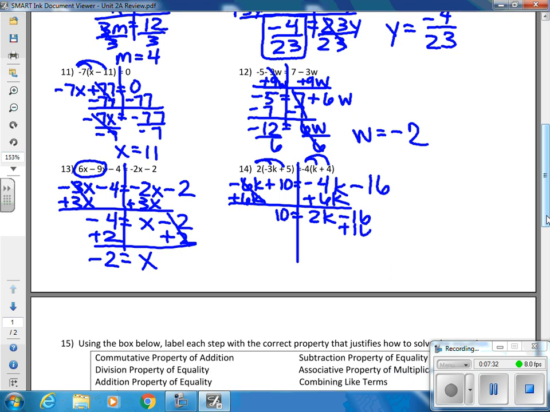We're going to add 16 to both sides. So 10 plus 16 is 26 equals 2k. Get rid of the 2 by dividing by 2. And that leaves you a final answer of k equals 13.